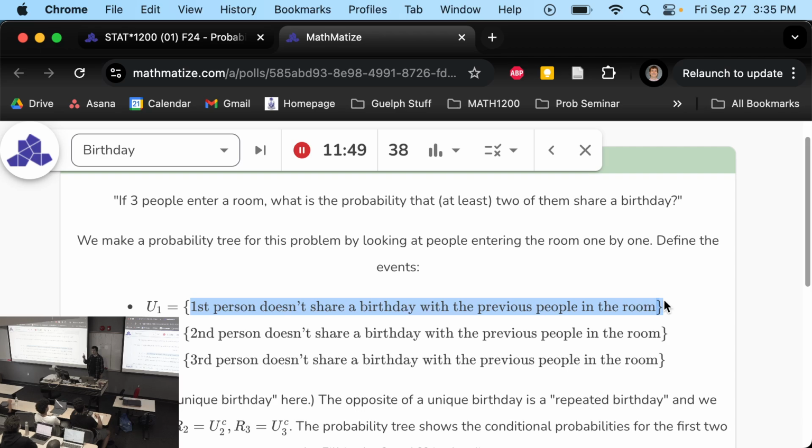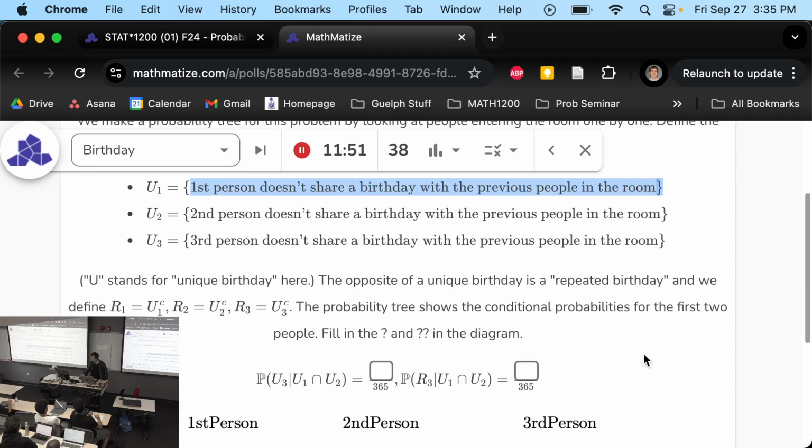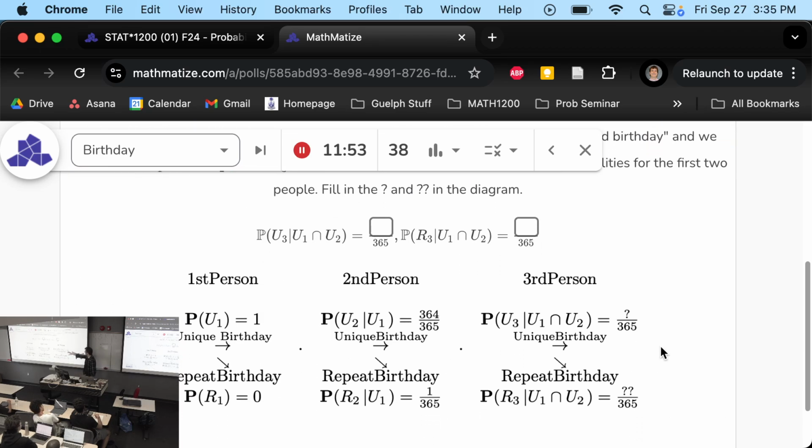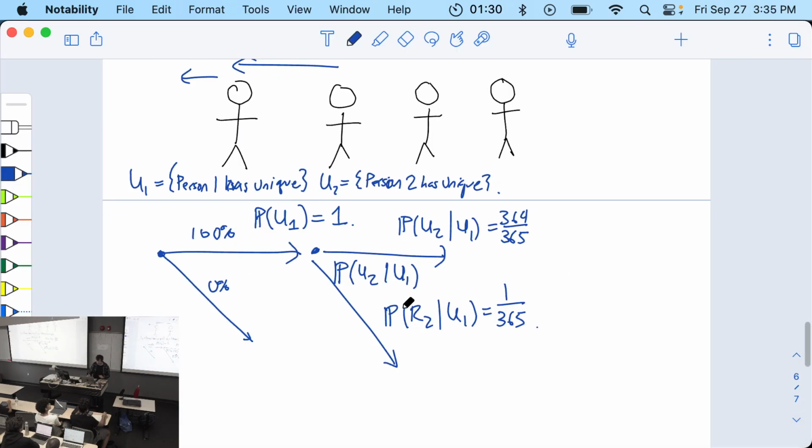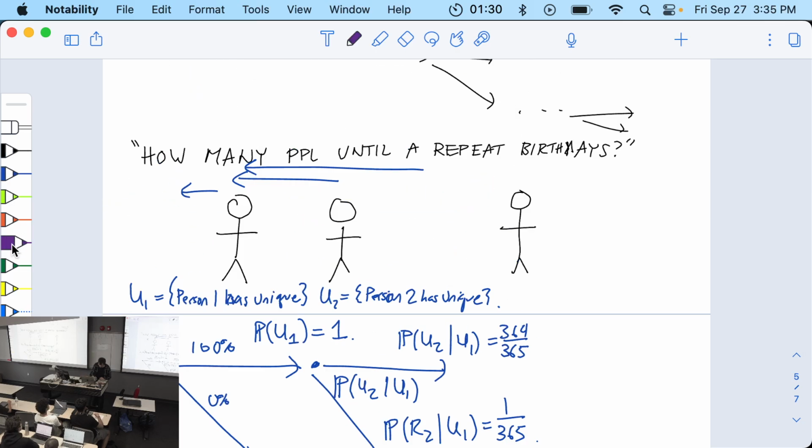All right, so if it is making sense, you should be able to fill out the next branch of the tree. So for the third person, what is their probability of going in? I guess I only have 3 people here. Let's move the third person over a little bit. So the third person looks at the first 2 people, and the third person is thinking, is my birthday unique, or do I share a birthday with one of these 2 people?